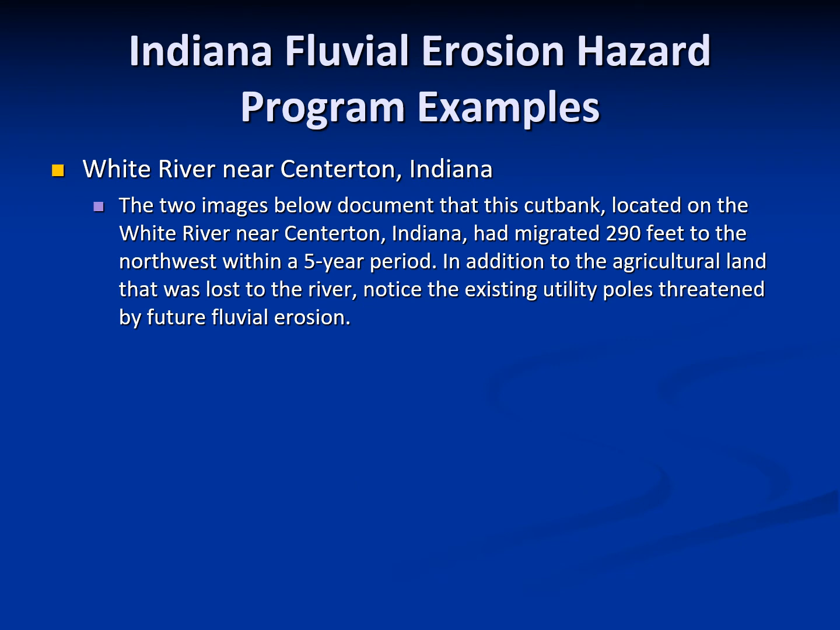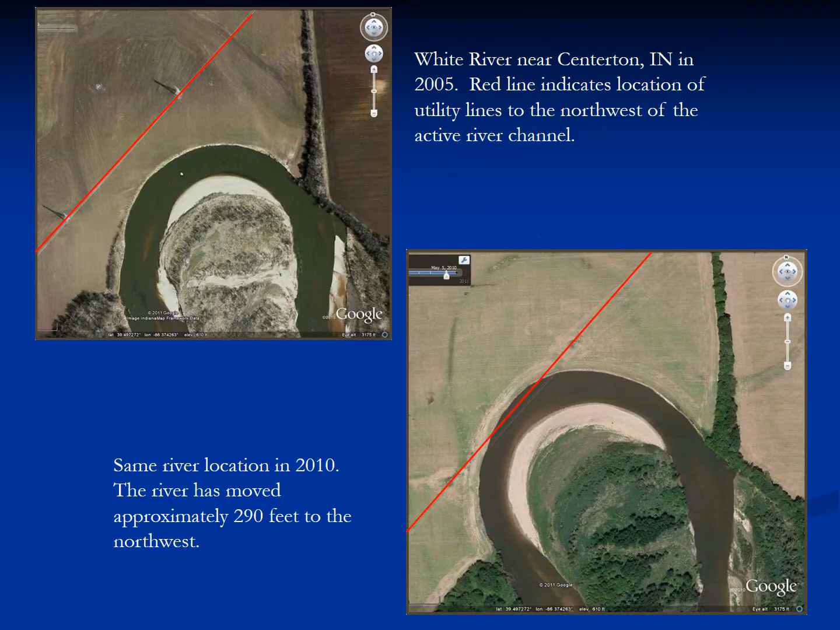In the White River near Centerton, Indiana, there are 2 images that document a cut bank located on the White River. It's migrated 290 feet to the northwest within a 5-year period. That's pretty quick erosion. In addition to the agricultural land that is lost to the river, notice the existing utility poles threatened by future fluvial erosion.